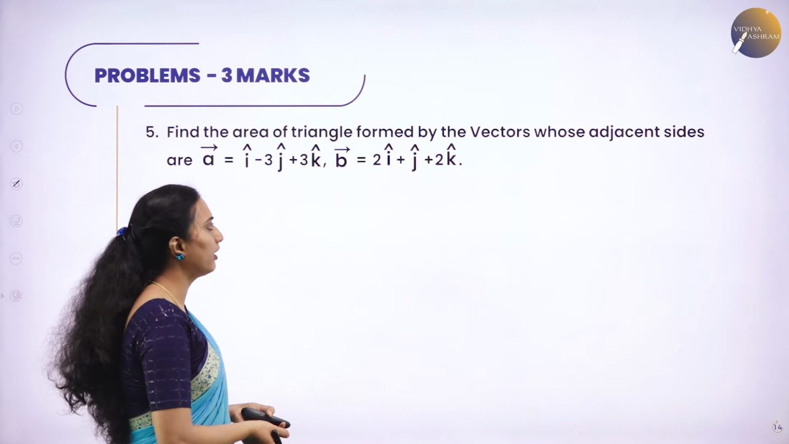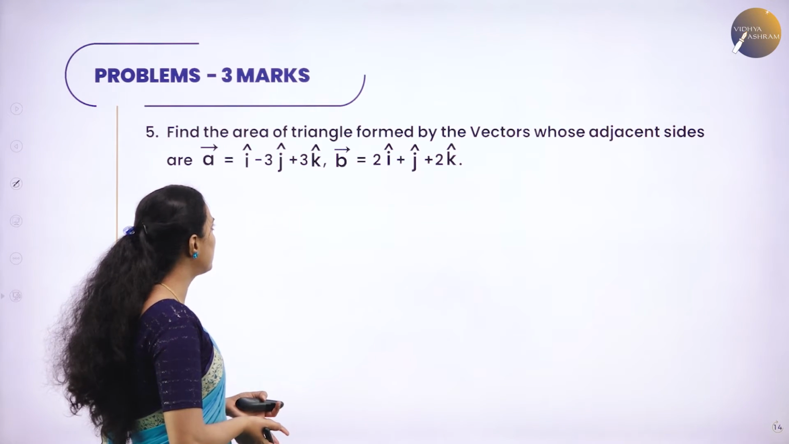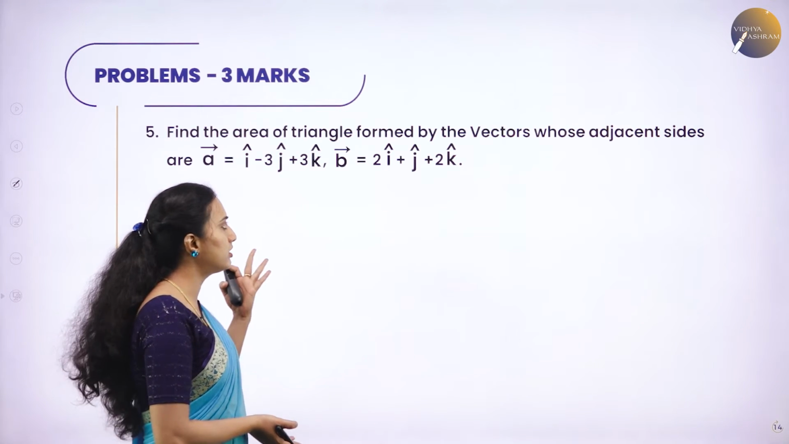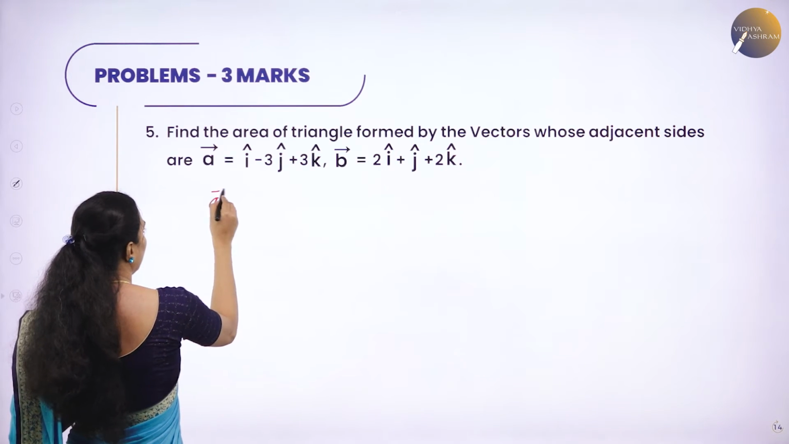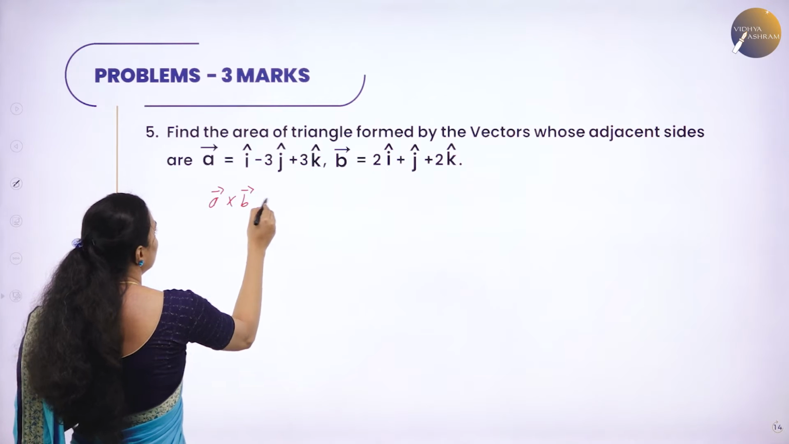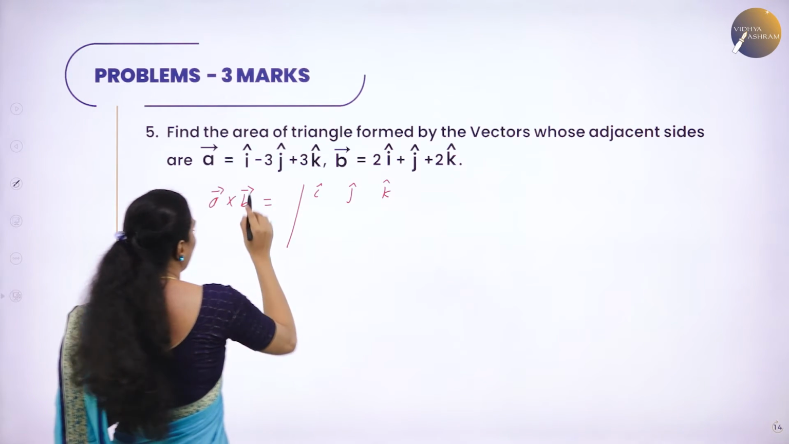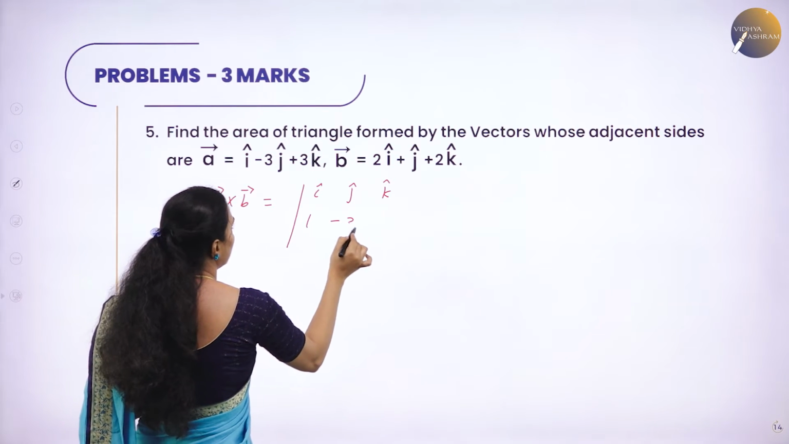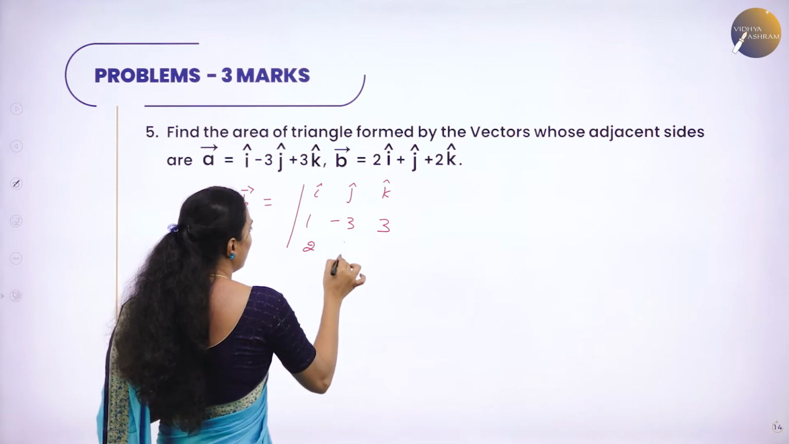Find the area of a triangle formed by the vectors whose adjacent sides are a vector is equals to i minus 3j plus 3k, b vector is equals to 2i plus j plus 2k. So similarly, you are going to calculate a vector cross b vector, which is i, j and then k. So you are writing 1, minus 3 and 3 coefficients. 2, 1, 2, 2, 1, 2.